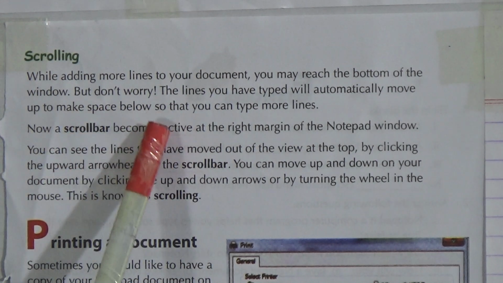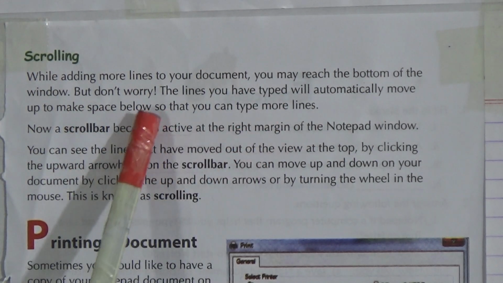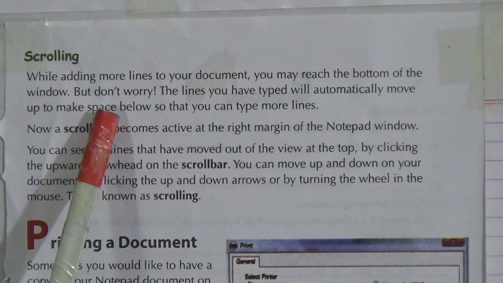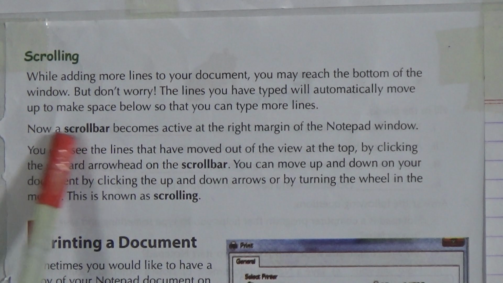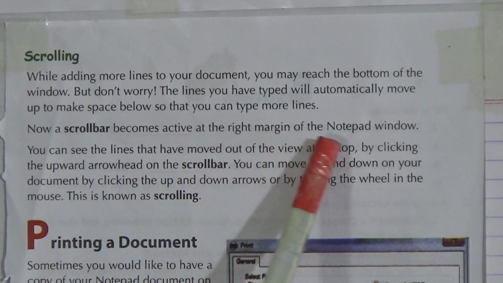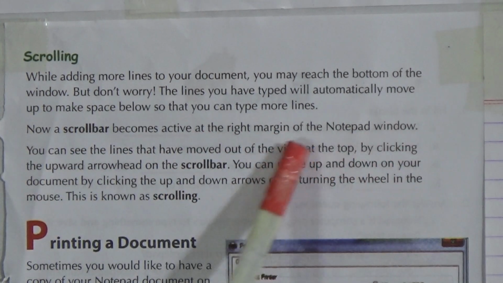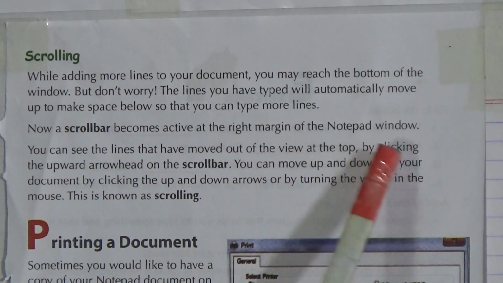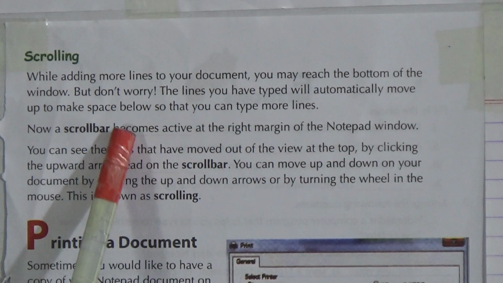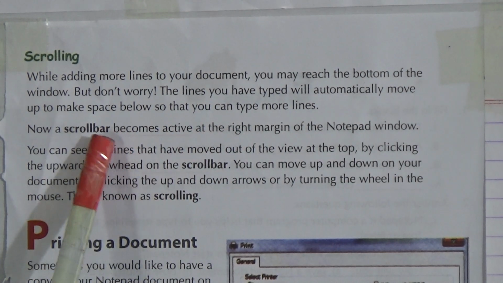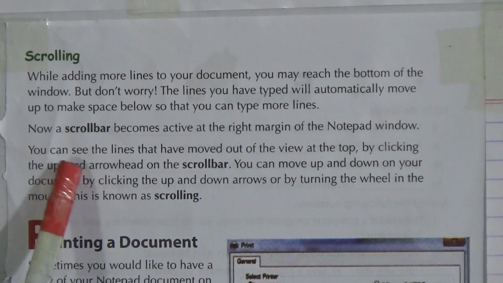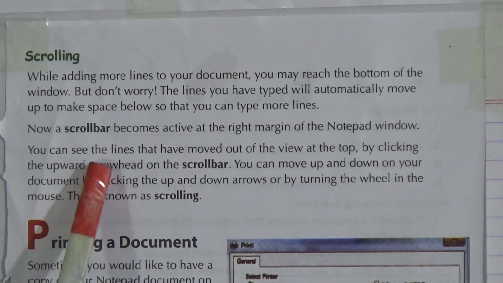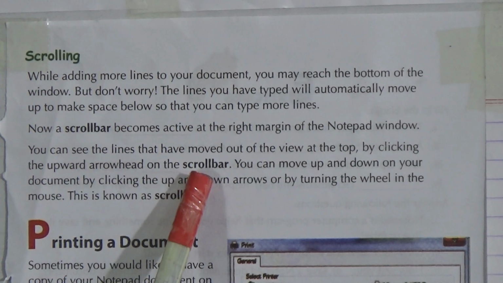if the writings go beyond the area of the screen, it automatically moves down the space below. Now a scroll bar becomes active at the right margin of the Notepad window. You can see a scroll bar at the right margin of the window if your writing is many lines that goes beyond the screen. You can see the lines that have moved out of the view at the top by clicking the upward arrowhead on the scroll bar.